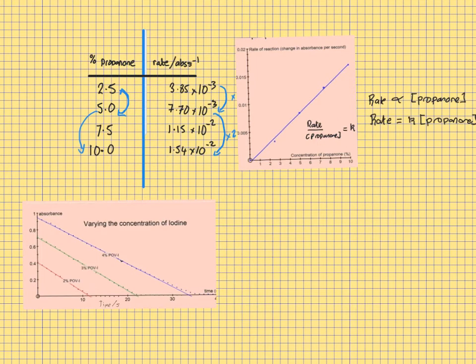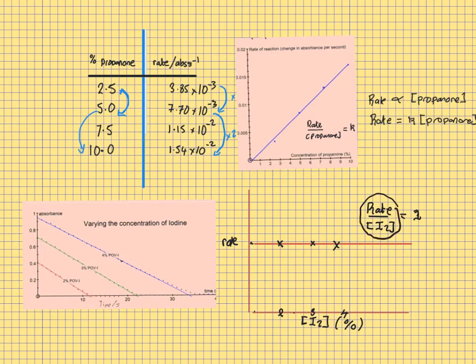Let's now compare this to the first experiment where we varied the concentration of iodine. If we plotted a graph of rate versus the concentration of iodine, our graph would look like this. As the gradient doesn't change, no matter how much you increase the concentration of iodine, from 2 to 3 to 4%, the gradient is always the same, the rate doesn't change, we can therefore deduce that the rate does not vary with the concentration of iodine. So when you divide the rate by the concentration of iodine, you get a constant value, which doesn't change.